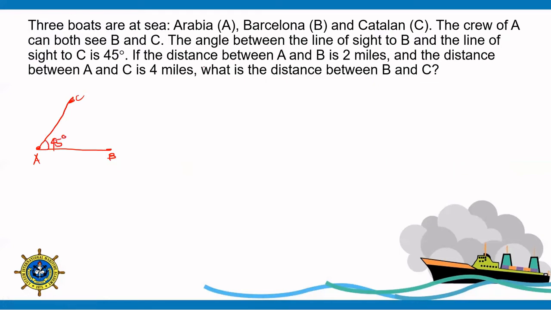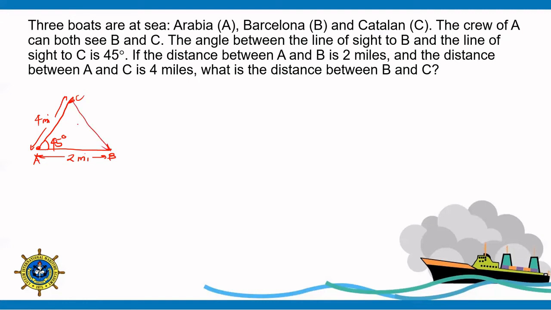Yan. And then, given ka diyan ng the angle between the line of sight to B and the line of sight to C is 45, then if the distance between A and B, so given ka ng A and B rito, which is 2 miles, yan, yun ang distance nila. And then the other one is the distance between A and C. So A and C mo is 4 miles. Okay, so that's the distance. So tinatanong is, what is the distance between B and C?